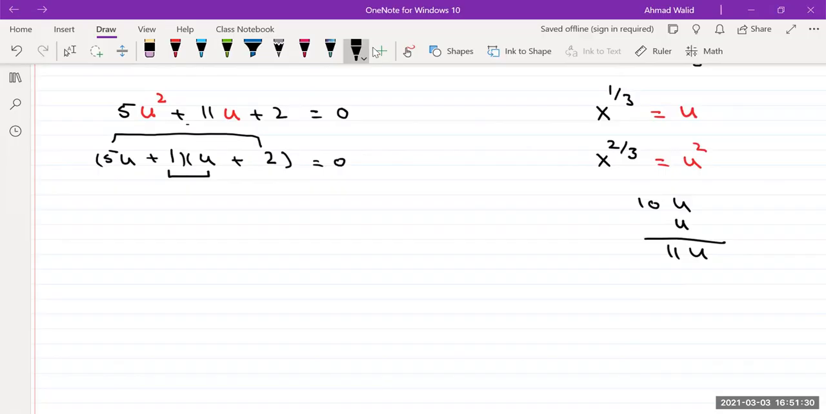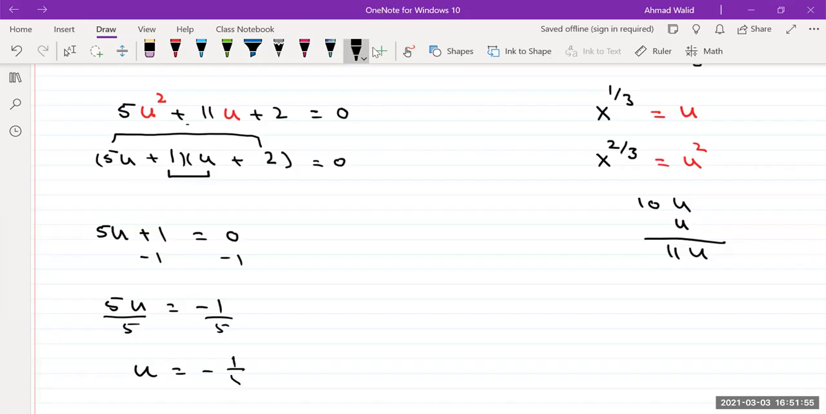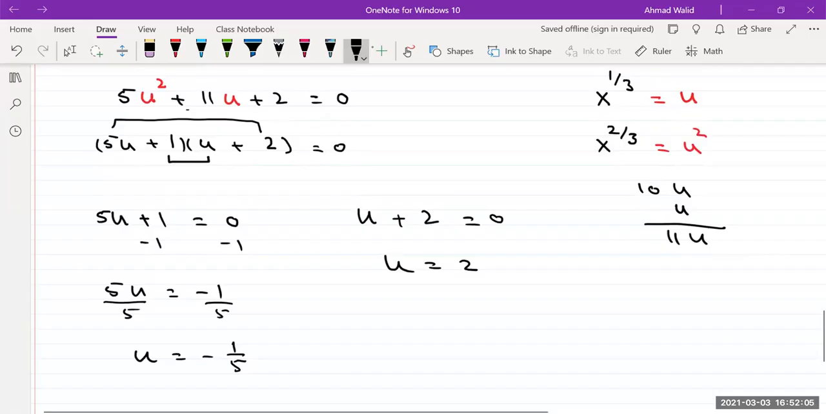Okay, after I factor this, now it's not difficult. Set each parenthesis equal to 0. 5u plus 1 equals 0. Subtract 1 from both sides. Then 5u equals negative 1. Divide both sides by 5. u is equal to negative 1/5. Second parenthesis, u plus 2 equals 0. It means u equals what? 2. Last step, bring back the value of u.